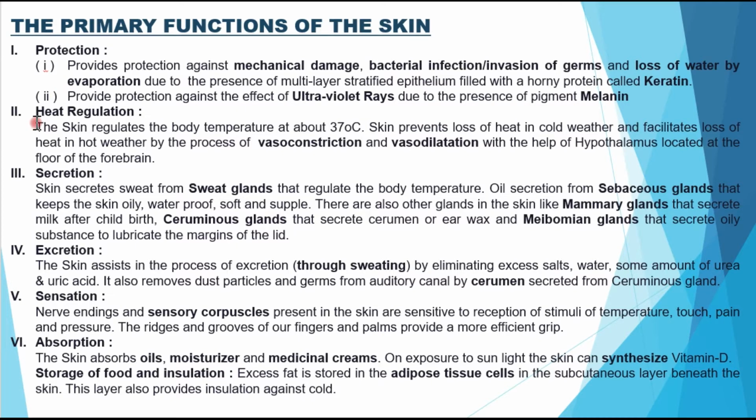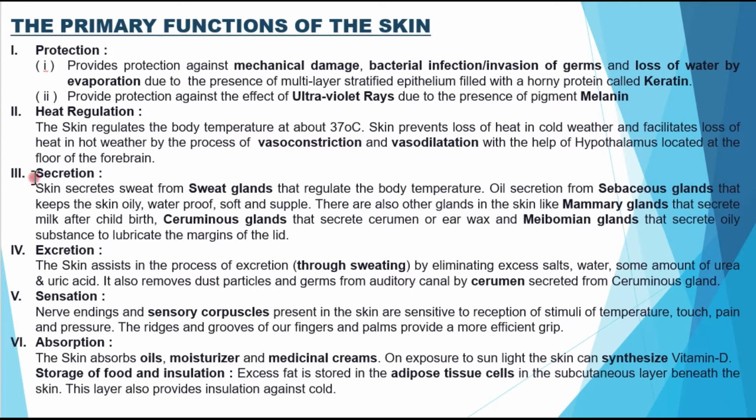It also provides protection against the ill effect of ultraviolet rays due to the presence of the pigment melanin. It also provides the proper temperature to the body by regulating heat. So, skin regulates the body heat temperature at about 37 degrees centigrade, and it prevents loss of heat in cold weather by vasoconstriction and facilitates loss of heat in hot weather by vasodilation of the capillaries, which is stimulated by the hypothalamus located in the floor of the brain. It is a part of the brain, the hypothalamus, working as a thermostat.